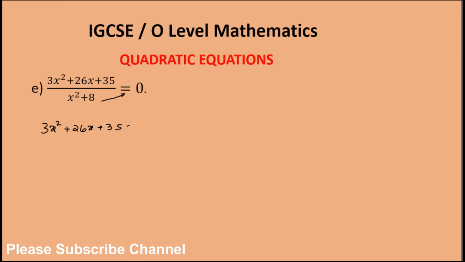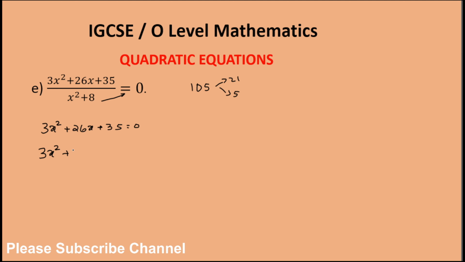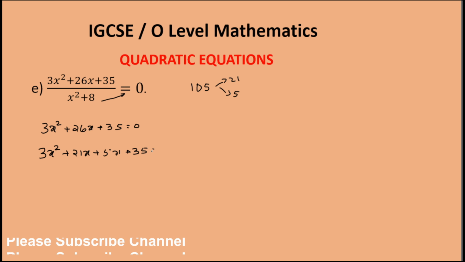All are positive. So 35 into 3 is equal to 105. 105 we can split into 21 into 5, and 21 plus 5 is equal to 26. So we write 3x² plus 21x plus 5x plus 35 is equal to 0.